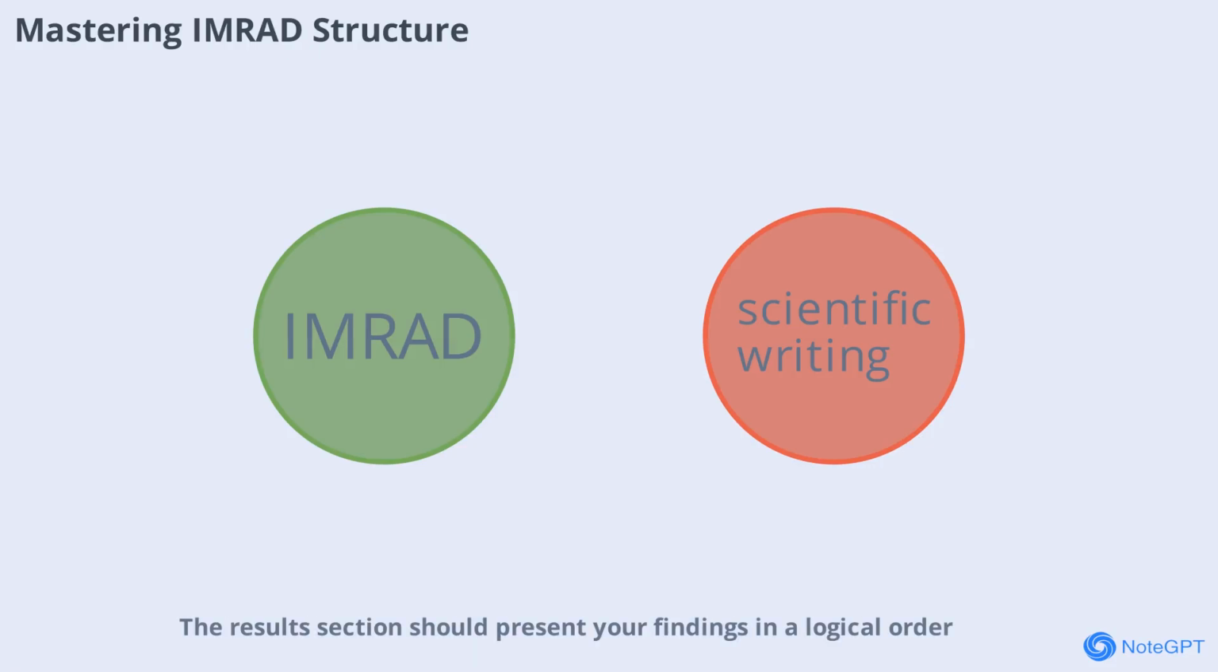The results section should present your findings in a logical order, using tables or figures where appropriate, but avoid interpretation here. Finally, the discussion interprets your results, compares them to existing literature, and acknowledges limitations. Use a consistent formulation for your objectives throughout the paper to avoid confusion. This structure not only makes your article easier to read, but also increases its chances of acceptance.